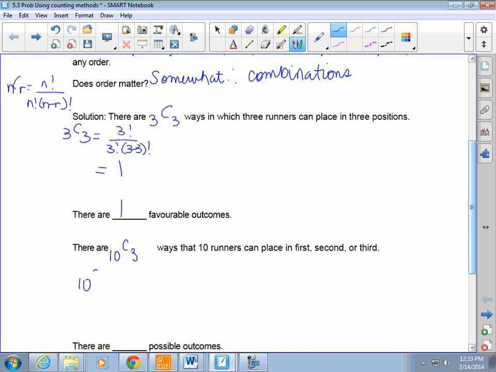So 10C3 is equal to 10 factorial over 10 factorial times, sorry, not 10 factorial, 3 factorial. Oh, when I put that there too, that should be an r factorial.